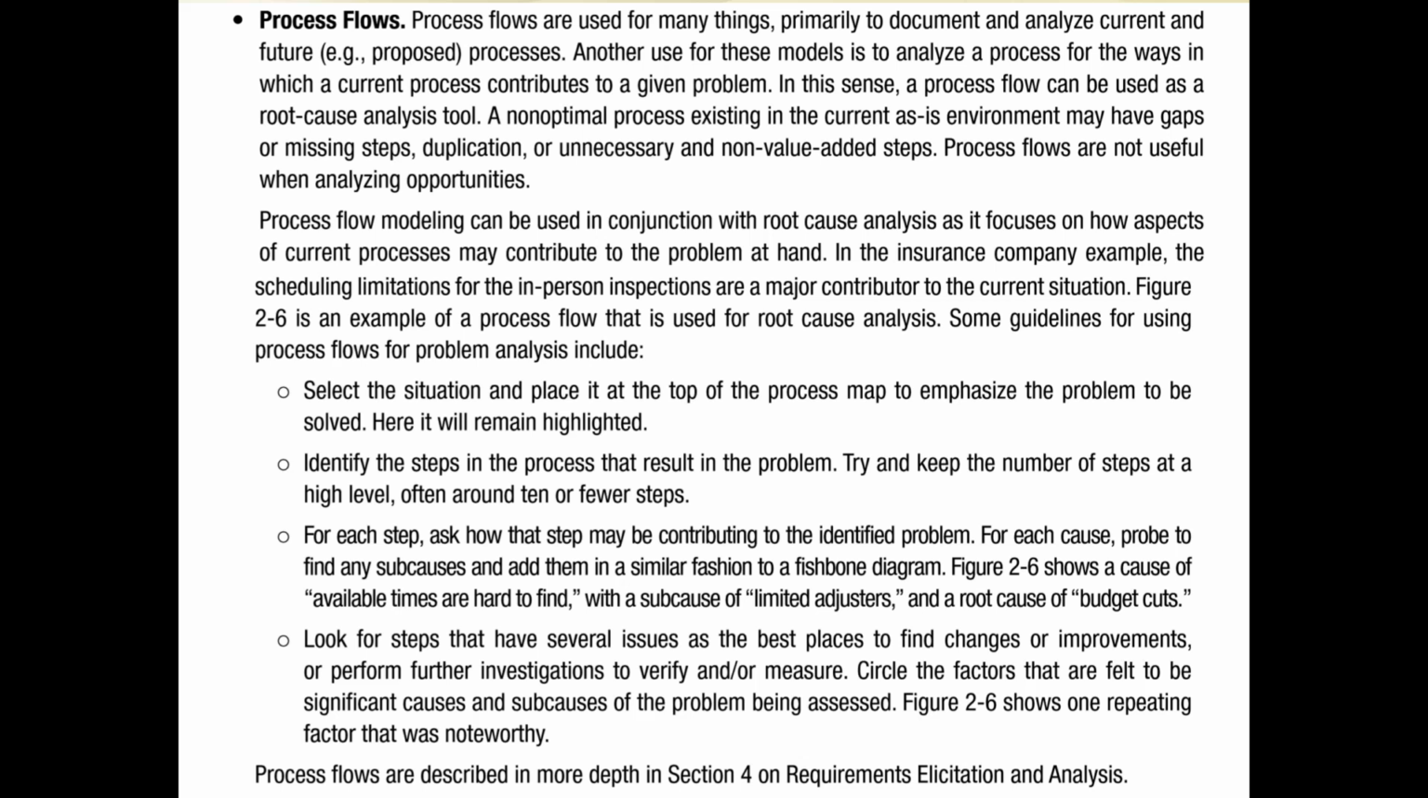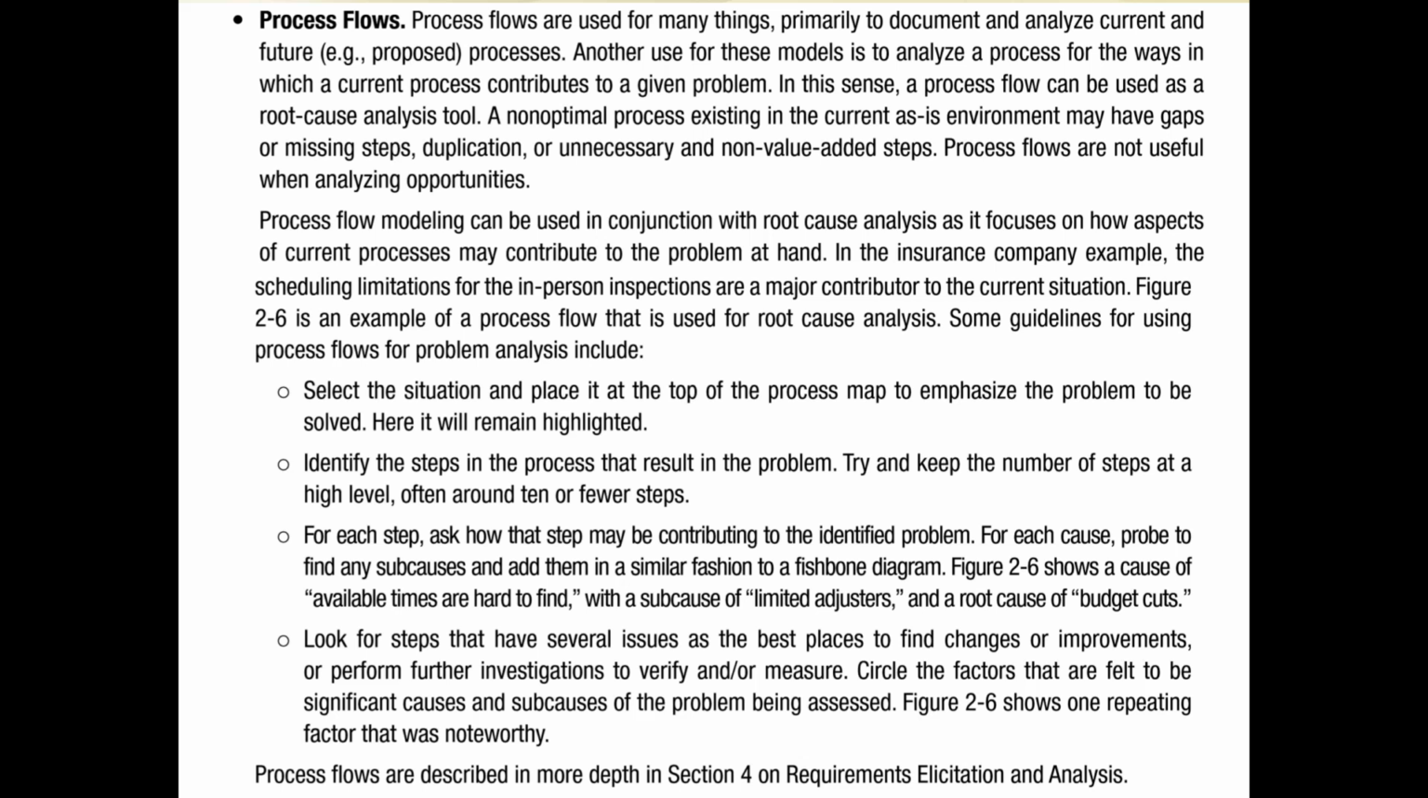Non-optimal process existing in the current as-is environment may have gaps or missing steps, duplication, or unnecessary or non-value added steps. So such like things have to be removed or corrected. Process flows are not useful when analyzing opportunities, because opportunities are not in your process flow, they are new. So as far as the problems are concerned, yes, we can use process flows to find the problems, but opportunities cannot be discovered out of process flows.